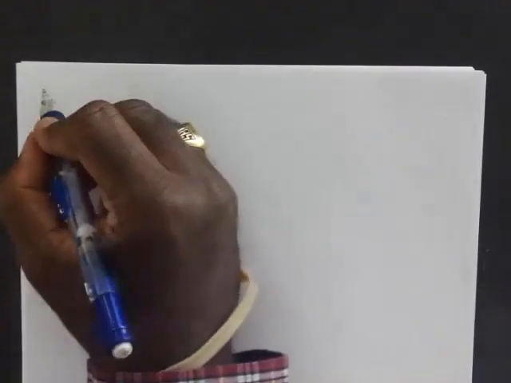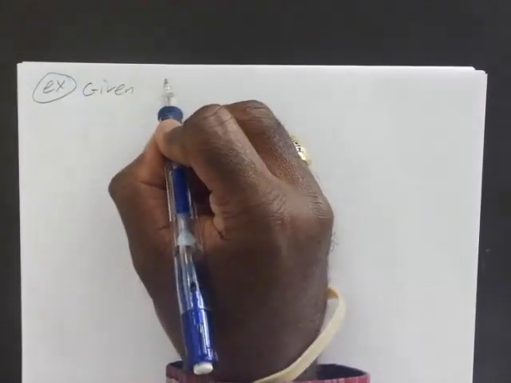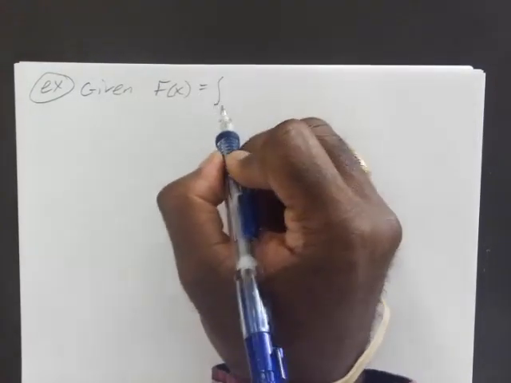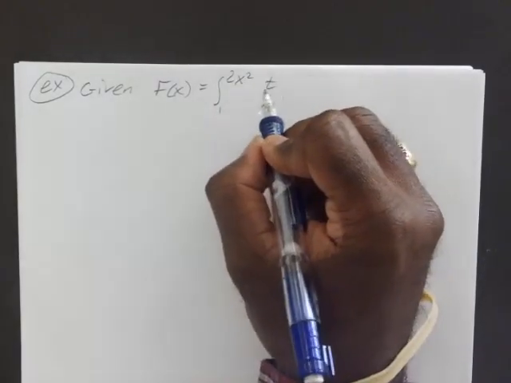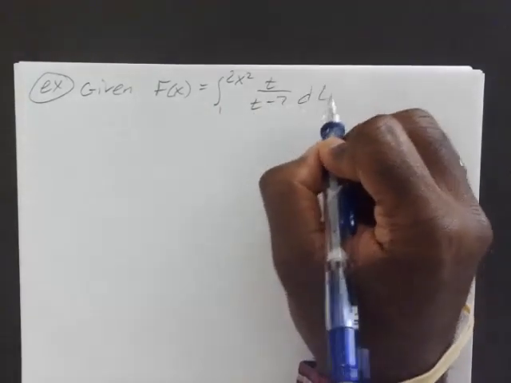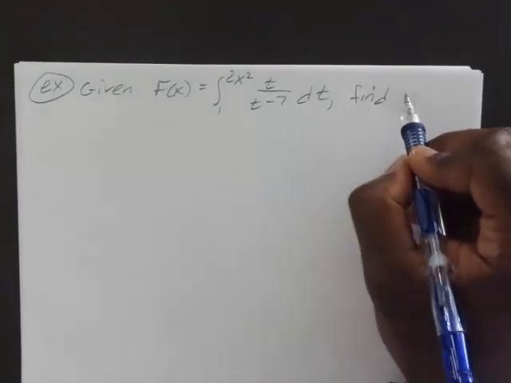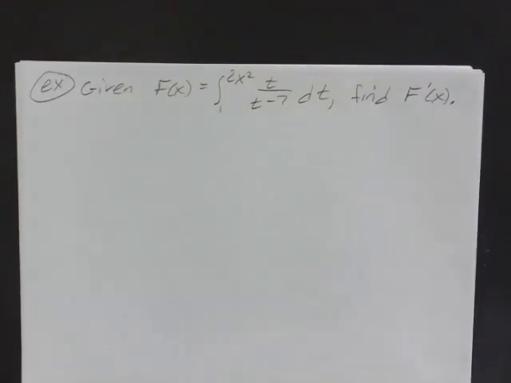So let's say, for example, if we are given the integral from 1 to 2x squared of t divided by t minus 7 with respect to t. And we want to find the derivative of that integral.